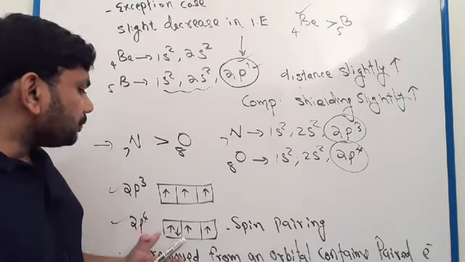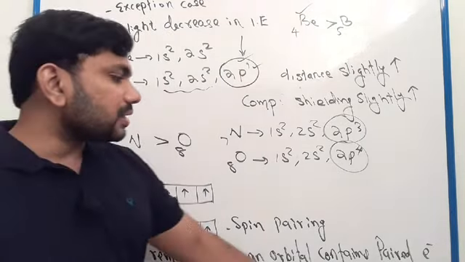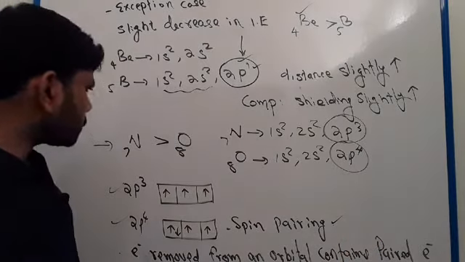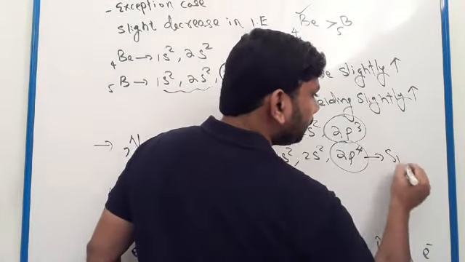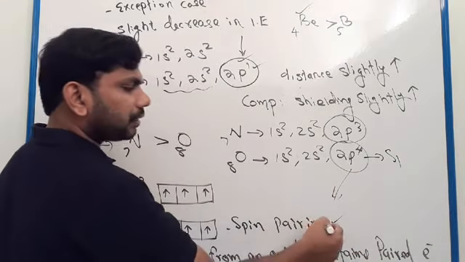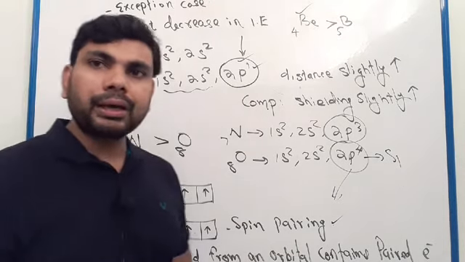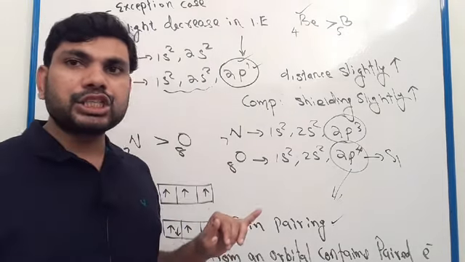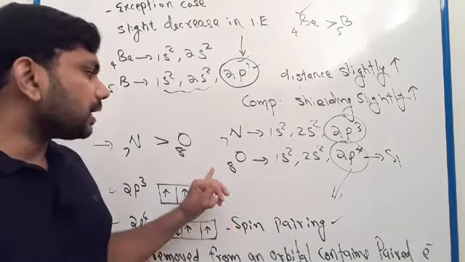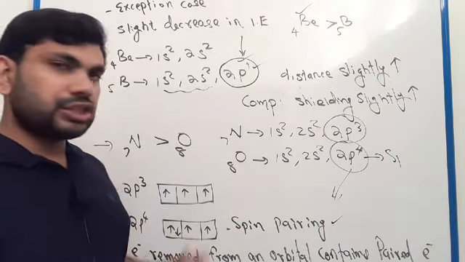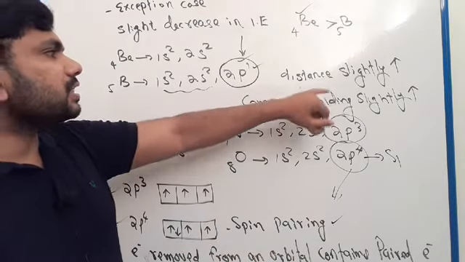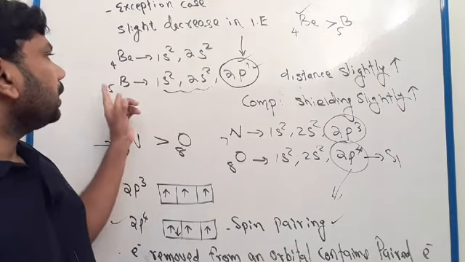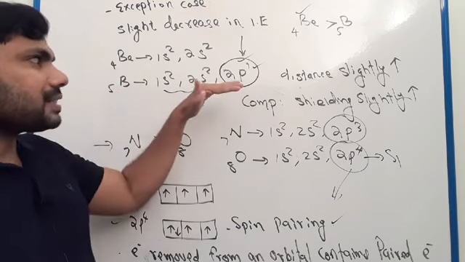Because of this repulsion, it is called spin pair repulsion. You can remember this name, spin pair repulsion. In oxygen there is spin pair repulsion. In nitrogen there is no spin pair repulsion. That's why nitrogen has slightly higher ionization energy than oxygen, even though oxygen contains more protons than nitrogen. In boron, the reason is that the distance between nucleus and outer shell electron is slightly higher, and there is also a shielding effect. That's why it has less ionization energy.